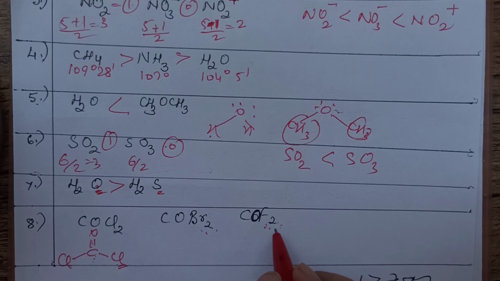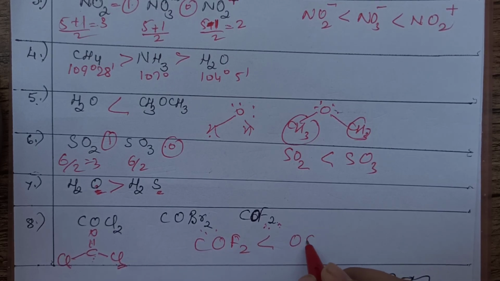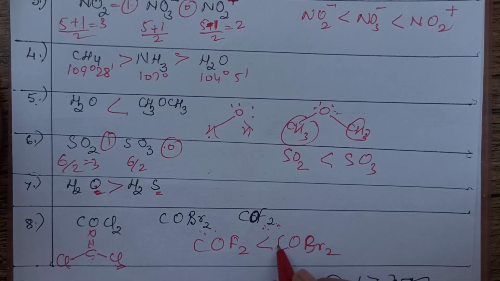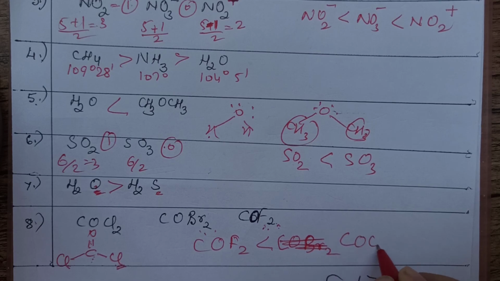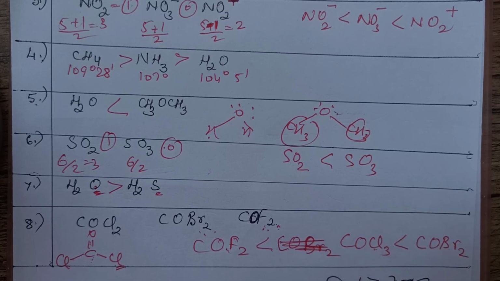So what we have to say, the more the electronegativity of the surrounding atom, the less will be the bond angle. So you will have COF2, this will be the least. Then you will have COCl2, and the last will be COBr2. One second. More electronegative, least. Then after fluorine is chlorine, then after chlorine is bromine.